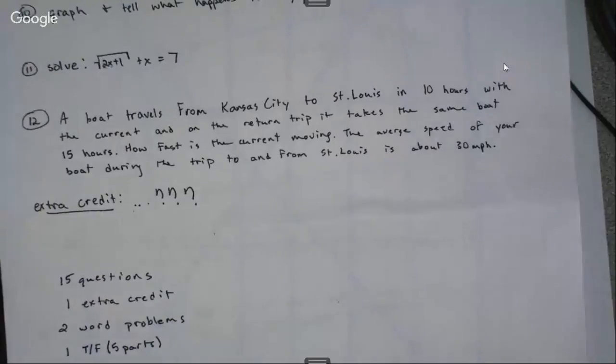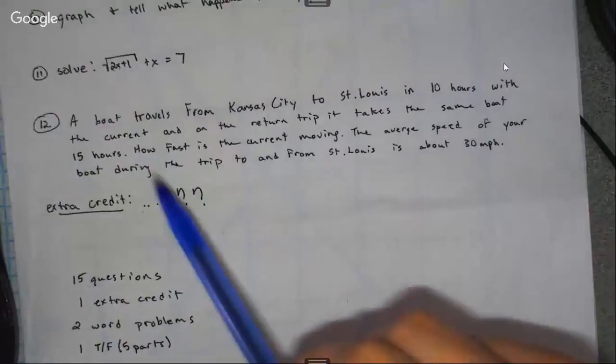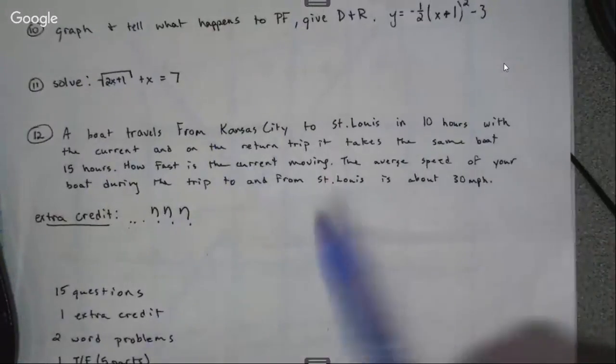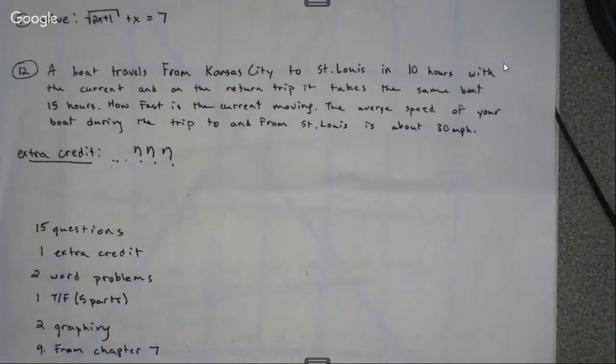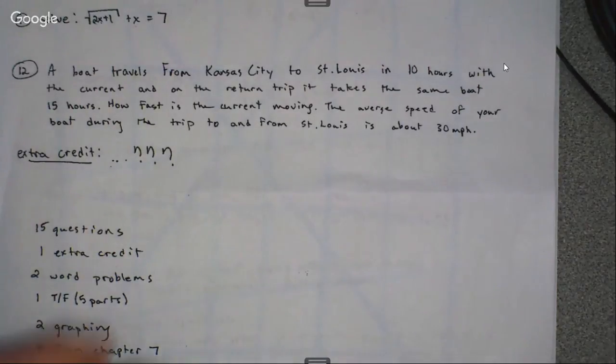Okay, so the last one here. A boat travels from Kansas City to St. Louis in 10 hours with the current, and on the return trip, it takes the same boat 15 hours. Obviously, that's against the current. How fast is the current moving? The average speed of your boat during the trip to and from St. Louis is about 30 miles an hour.